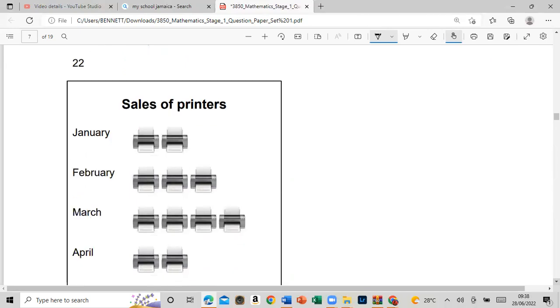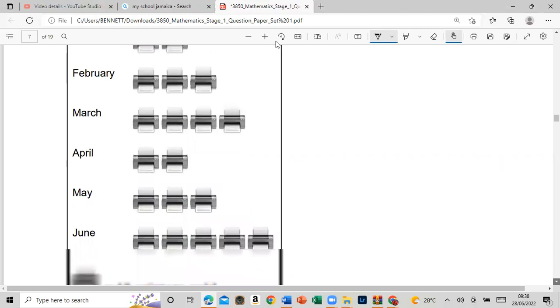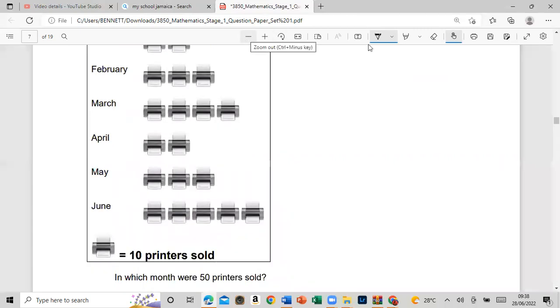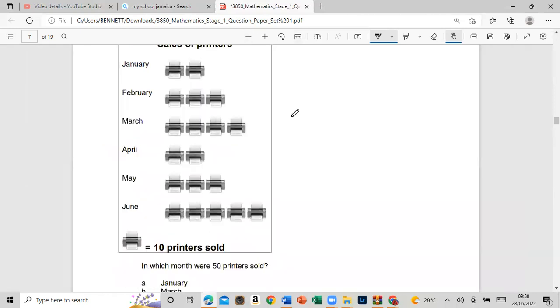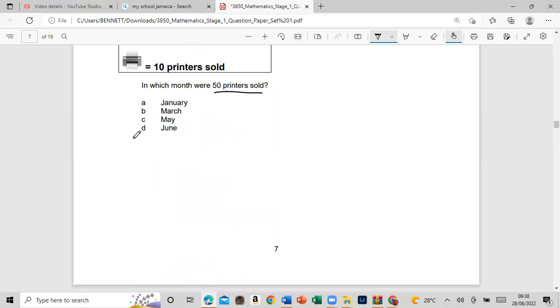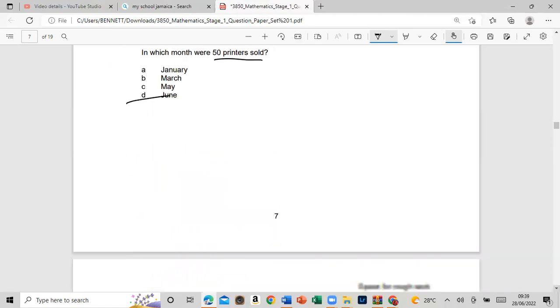Sales of printers. So that's January, February, March, April, May, June. That's a computer. And during the COVID time, the one computer represents 10 computers sold. All right. In which month were 50 printers sold? So that's the one with 5. 1, 2, 3, 4, 5. So that would be June. Remember, 1 represents 10.